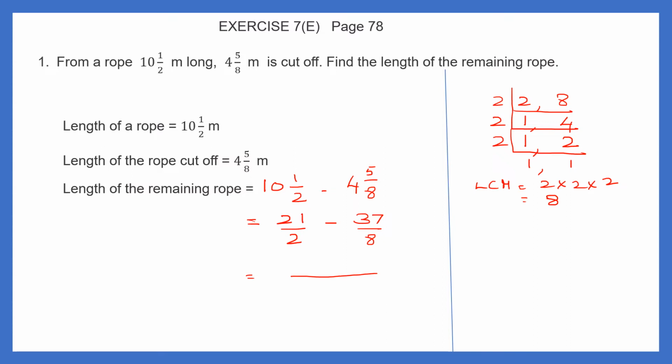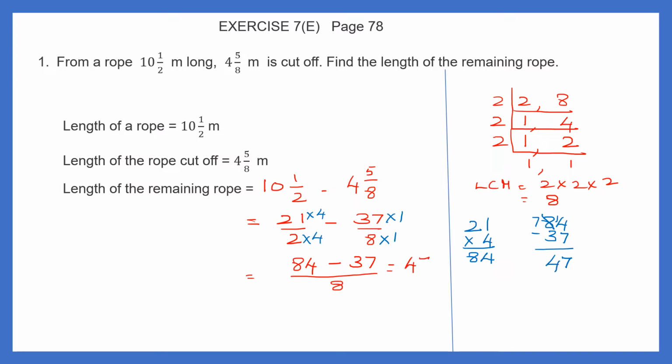We are going to find our new numerators. 2 fours are 8, so 21 into 4. Let's multiply and see. 21 into 4. 4 ones are 4, 4 twos are 8. So we get 84 minus 8 ones are 8, so 37 ones will be 37 itself. Let's subtract 84 minus 37. Let's borrow. 14 minus 7 is 7. 7 minus 3 is 4. So we get 47 by 8.